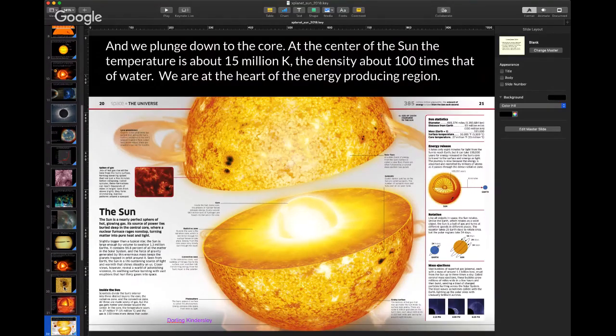And as we plunge down to that core, this is the center of the sun. Center of the sun is about 15 million Kelvin, and the density is about 100 times that of water. And we are at the heart of the energy producing region of the sun. This is where effectively 4 protons come together to make one helium nucleus. So it's the process of hydrogen burning.